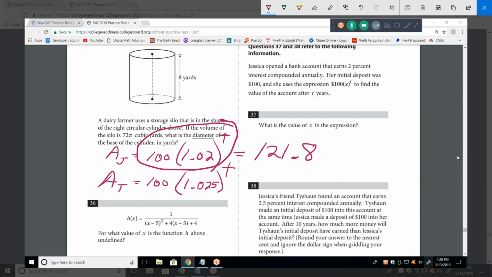Now do the same thing, the bottom one, only take 1.025 and raise it to the 10th power and multiply that by 100. You want to do it in that order. That 100 is not being taken to the 10th power. It's only what's in the parentheses is being taken to the 10th power. What's that give you? 128.000. Exactly.